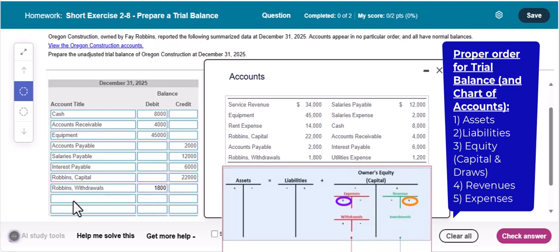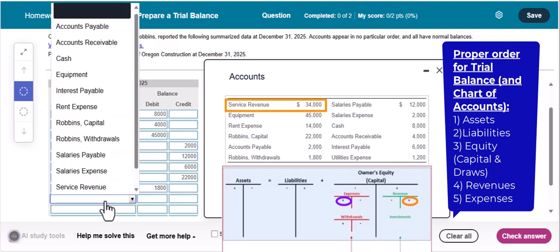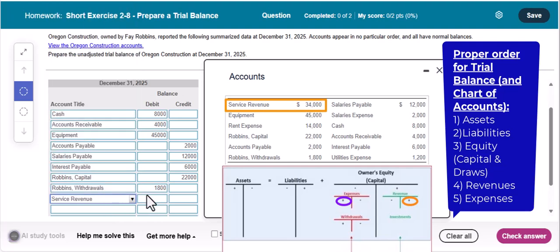So what are our revenues in this data table? Let's see, we have service revenue here first. So we'll go ahead and input service revenue next. And then what is the plus side for revenue? It is the right side, the credit side. So that is going to be 34,000 credit for service revenue. And then we've got our expenses, and those will list in any order. So let's see what is first here. So we have rent expense that shows up first.